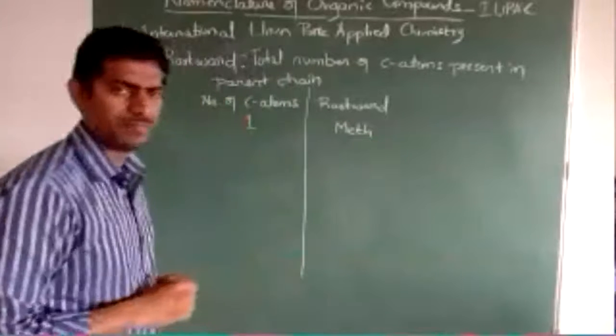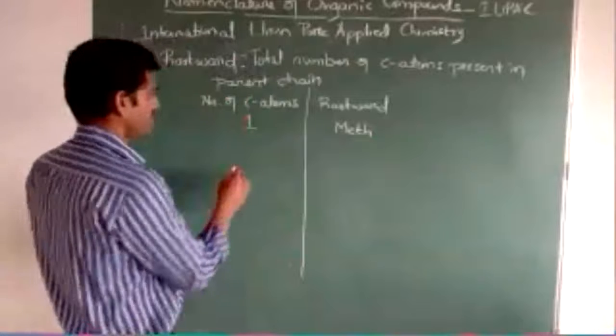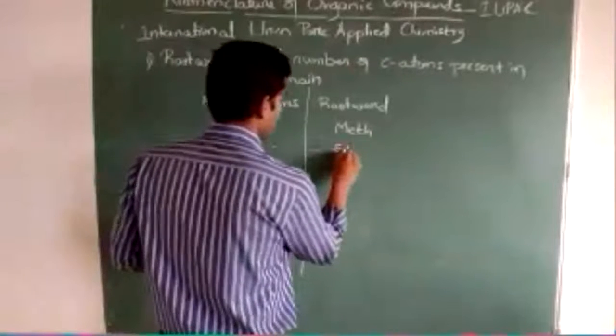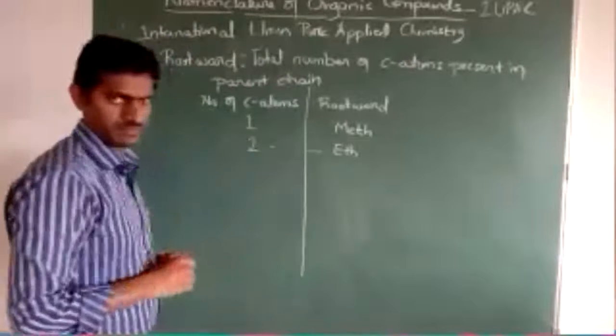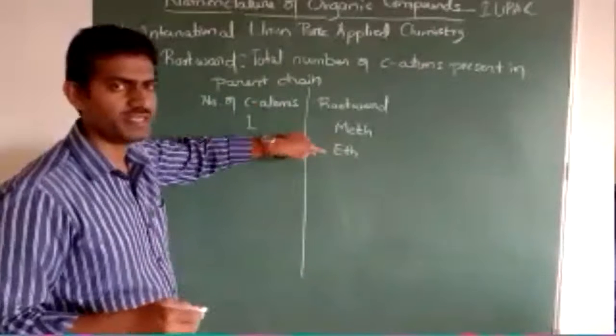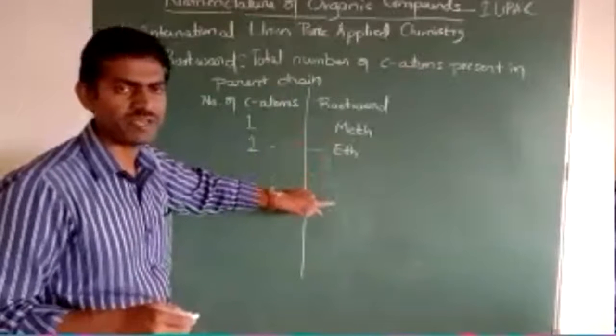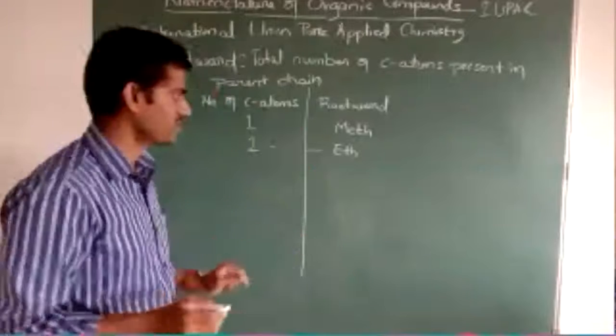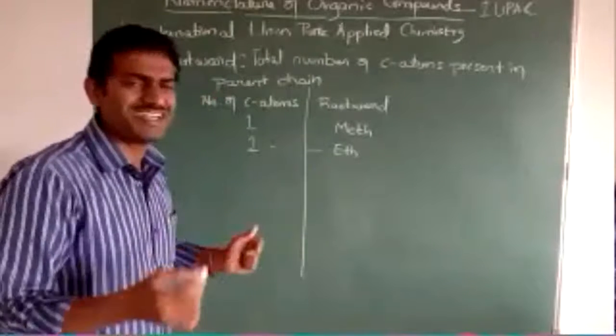What is that root word? With. If you are having two carbon atoms, that is eth. I think you remember in school days you studied methane, ethane, propane, butane, pentane, hexane, heptane, octane, nonane, decane. Okay. So here we are studying in detail.